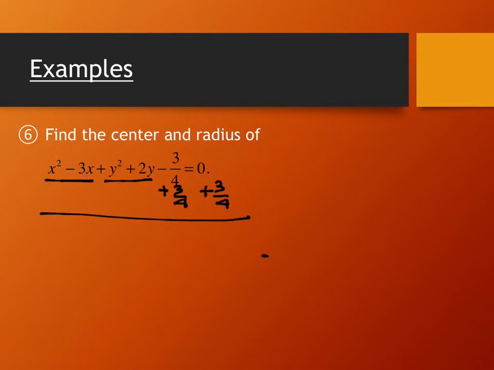All right, so I've got everything where I wanted. I wanted x squared minus 3x, and then I need to leave a blank spot. And then I have y squared plus 2y, and then I'm going to leave a blank spot. And then it equals 3 over 4.